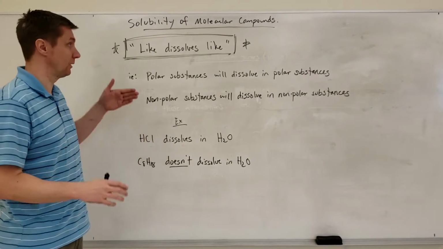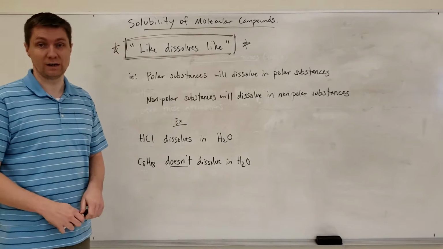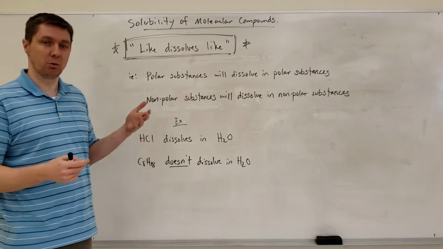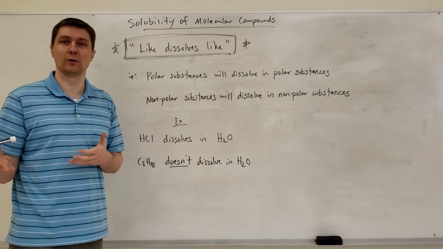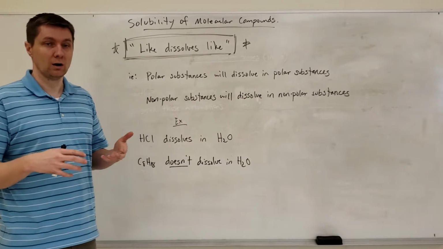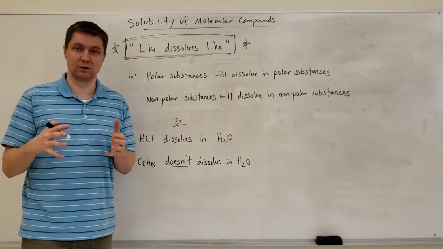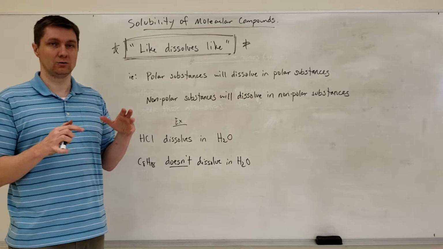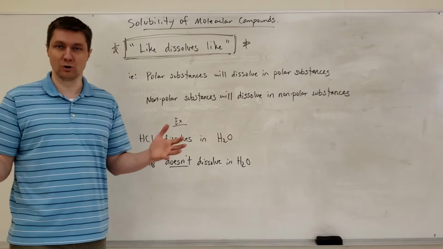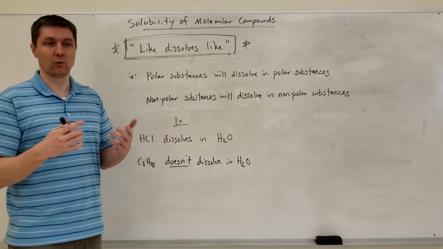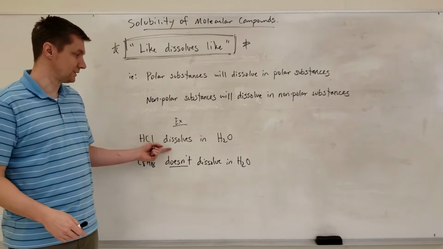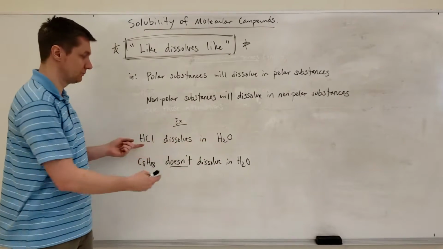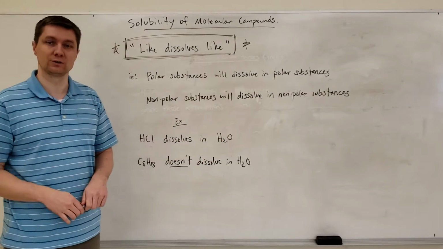And the way that we determine it is really quite simple. It's from this one statement right here: like dissolves like. What this essentially means is that polar substances can be dissolved in other polar substances, or non-polar substances can be dissolved in other non-polar substances. But the minute that you try to mix the two, there's no solubility that happens. So for example, hydrochloric acid will dissolve in water, and it's because both of these substances are polar.